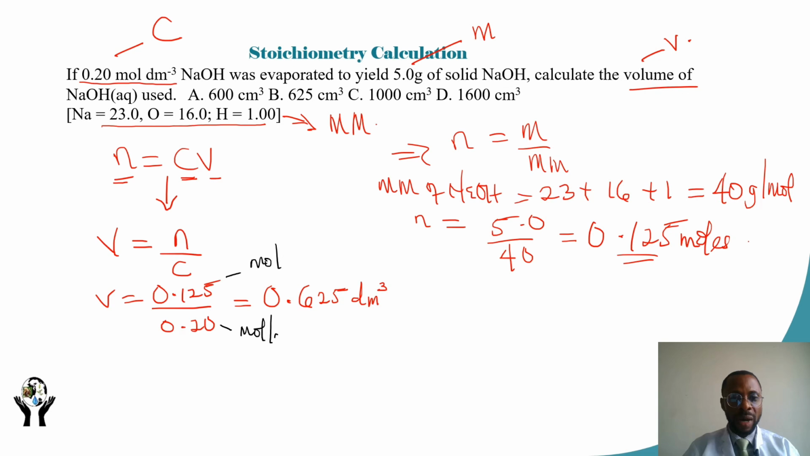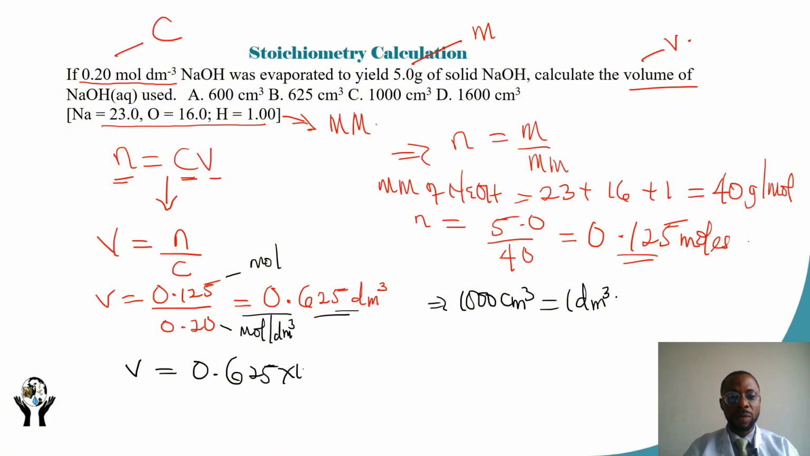mole per dm³. So if you express this mole over mole per dm³, the mole cancels the mole, and what you're going to be having is going to be what? dm³. So the volume here is in dm³, but the options given to us are in centimeter cube. So we convert that dm³ to centimeter cube. Don't forget, 1000 centimeter cube equals 1 dm cube. So to convert 0.625 dm cube to centimeter cube, you multiply by 1000, and that will give us 625 centimeter cube.